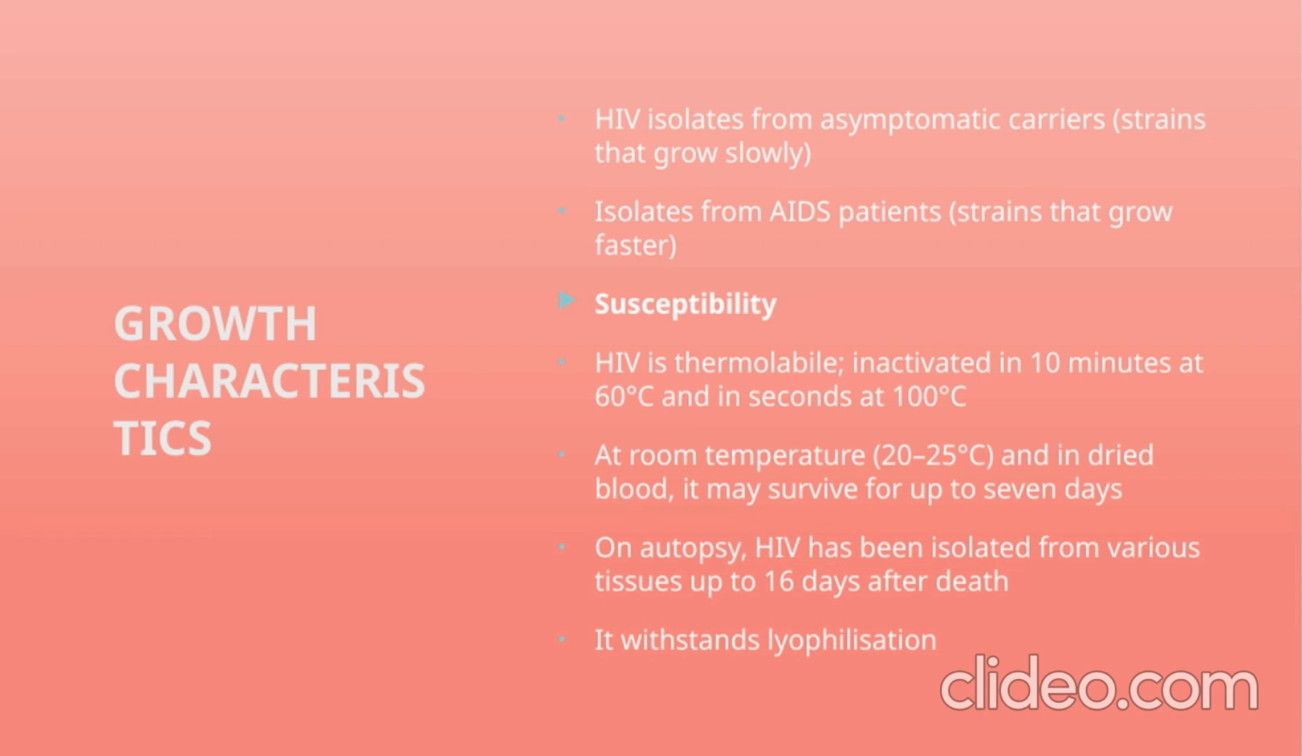At room temperature, which is around 20 to 25 degrees Celsius, and even in dried blood, HIV can survive for up to 7 days. That's a significant period, especially considering how easily it can be transmitted if proper precautions aren't taken. Additionally, HIV has been isolated from various tissues during autopsy, up to 16 days after death. This highlights how resilient the virus can be in different environments post-mortem.